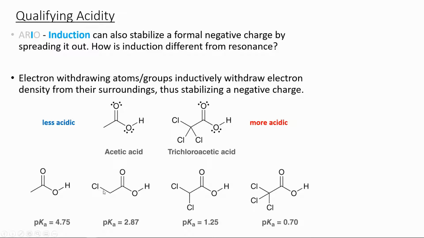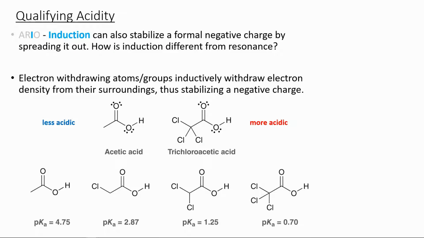If we add one chlorine in, we have one chlorine to help stabilize the negative charge that gets built up on oxygen when a deprotonation occurs. That lowers the pKa or makes it more acidic by almost 2 units. And this is going to increase as we add more chlorines. So a second chlorine lowers it another 1.6 or so, and then a third chlorine lowers it all the way to 0.7. This is called the inductive effect.